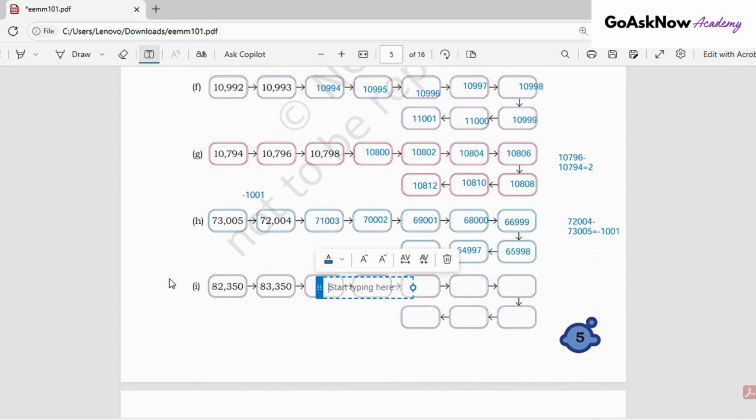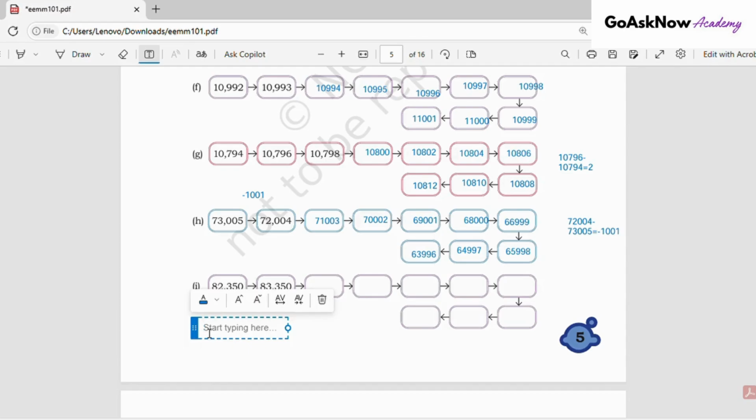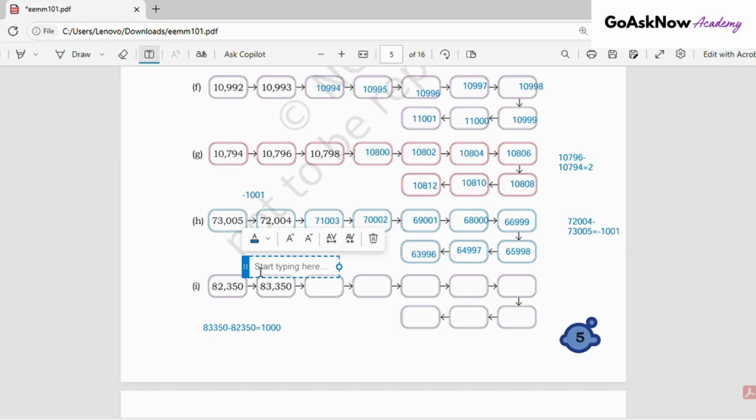For the last part I, here we have to take the second term 83,350 minus 82,350, which is equal to 1,000. That means we are adding 1,000. Let us add 1,000 to the previous term.